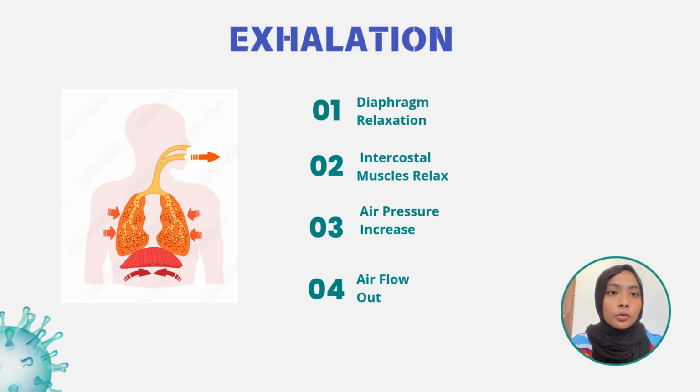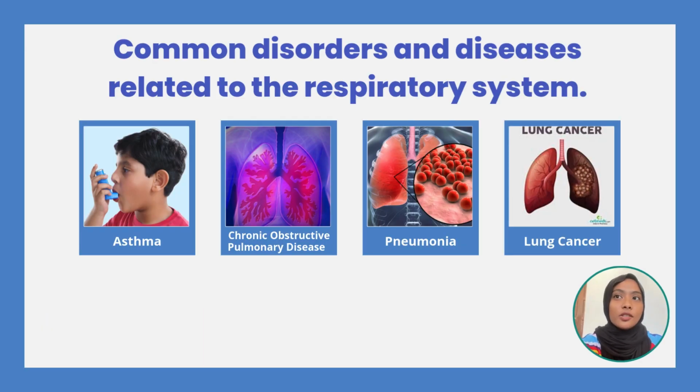The rib cage moves downward and inward as the intercostal muscles relax, further decreasing chest cavity volume. With reduced chest volume, the pressure inside the lungs becomes higher than atmospheric pressure. Air is pushed out of the lungs, moving out through the bronchi, trachea, and finally out of the nose or mouth. Next is common disorders and diseases related to the respiratory system.